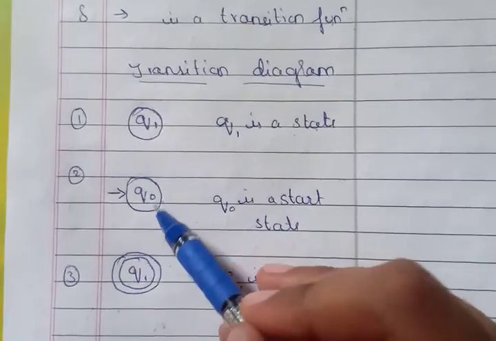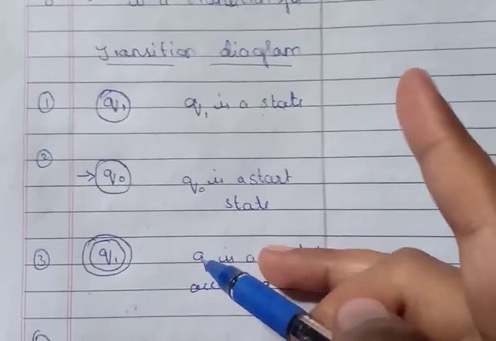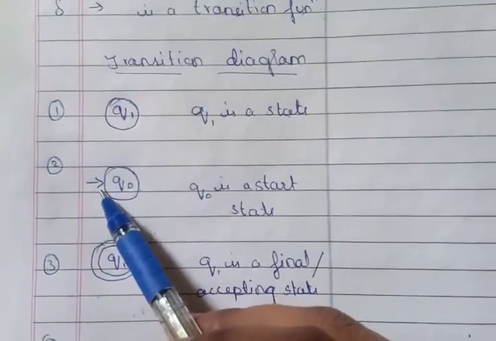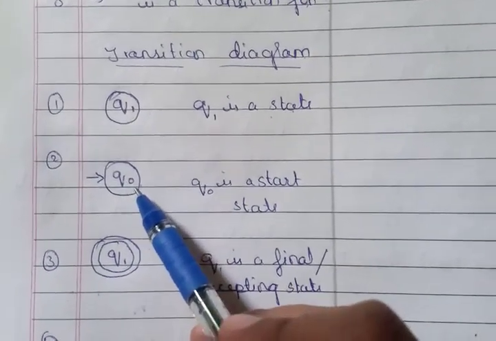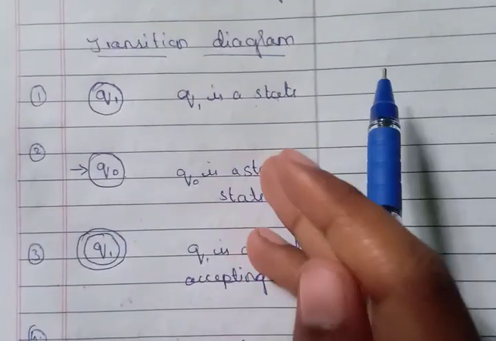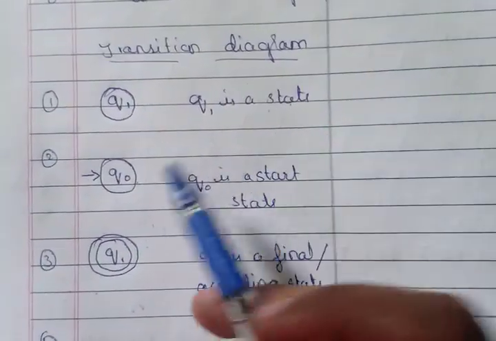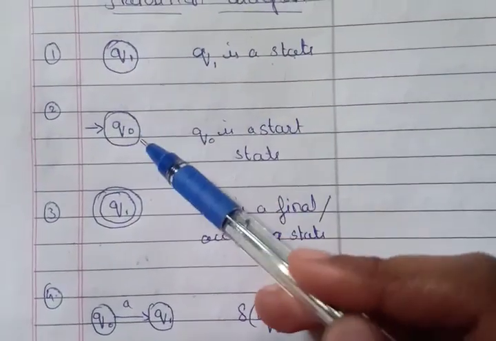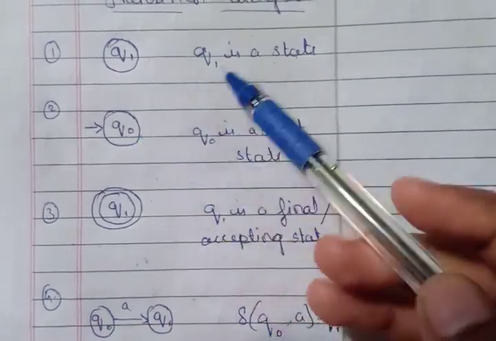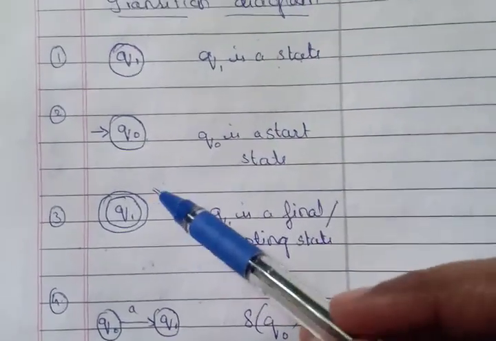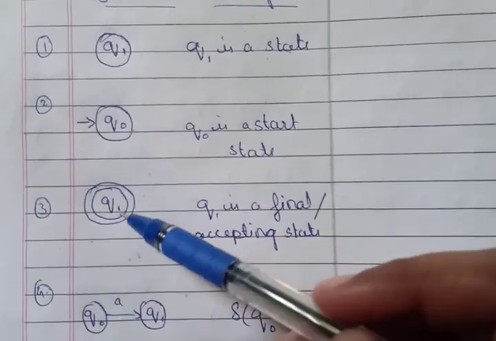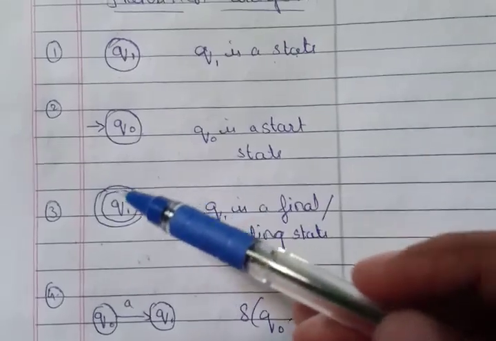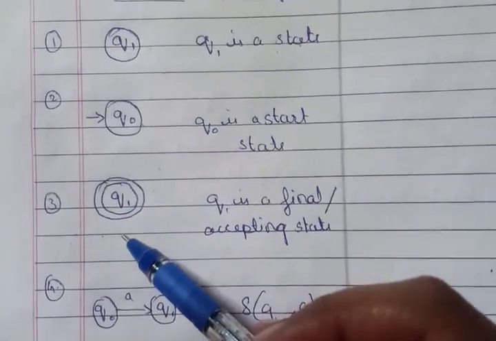Next, this is how we represent the first state, that is the start state, where you can see an arrow coming to the first state. For example, we have taken Q naught as the first state. By default, in most upcoming questions Q naught will be the first state. Then you can see the difference in the third one, where 2 circles are enclosed for a single state. This is how we represent the final state, or the accepting state.